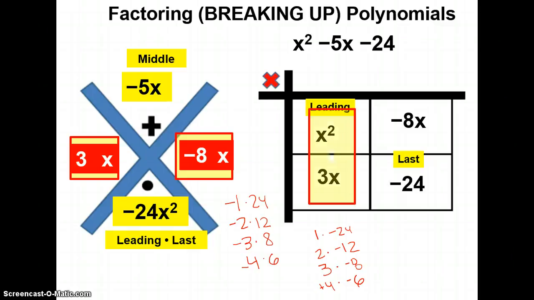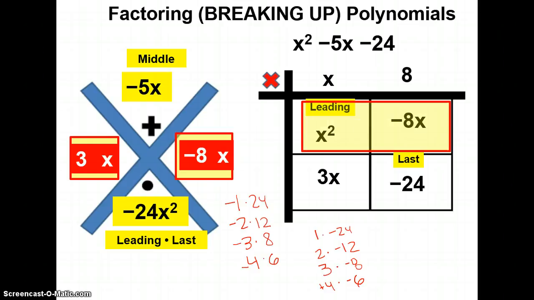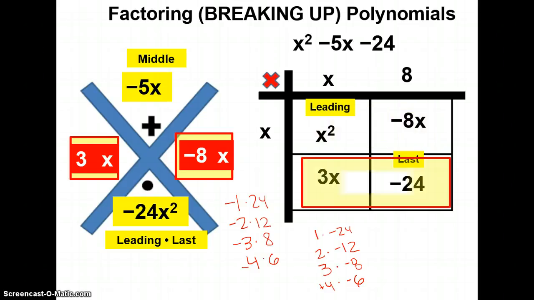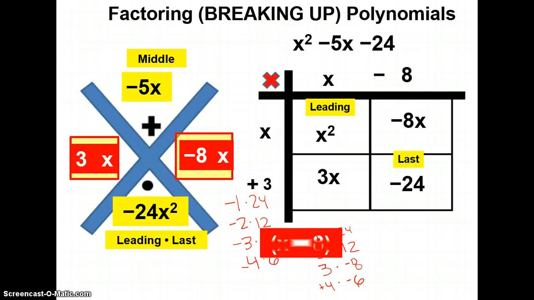I'll find my GCF for these two, my GCF for these two, my GCF for these two, and my GCF for these two. Where should the negative go? You're right, on the negative 8. So my binomials are x take away 8 and x plus 3.